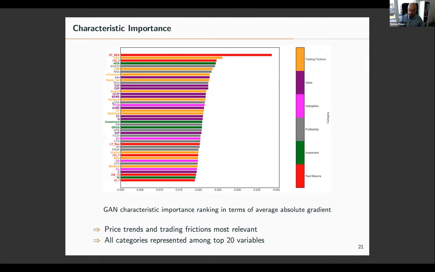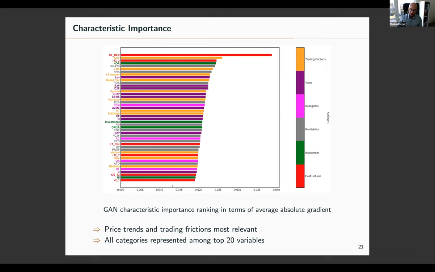So what does our SDF depend on? Well, we have a lot of characteristic information here, so it's a little bit harder to talk about importance. What we are going to use is an absolute gradient importance measure. If you run a regression, you can look at the slope coefficients of your regression to say which variable is more or less important. Now, what we are doing is taking the gradient, which is a derivative with respect to one variable, and we average it over the whole data, which is a generalization of the slope.